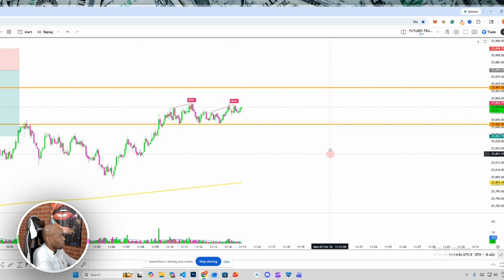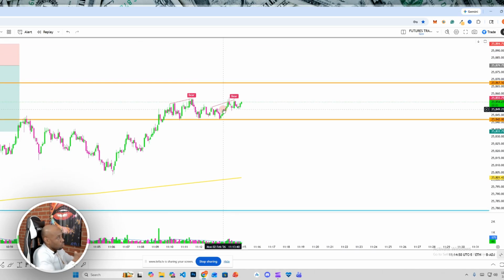So, but I got these two divergences right here. So I put weight on those, not as much as a rejection, but we'll see.